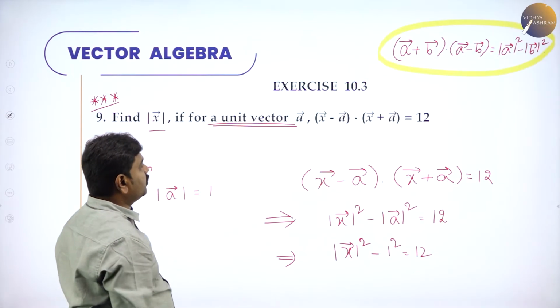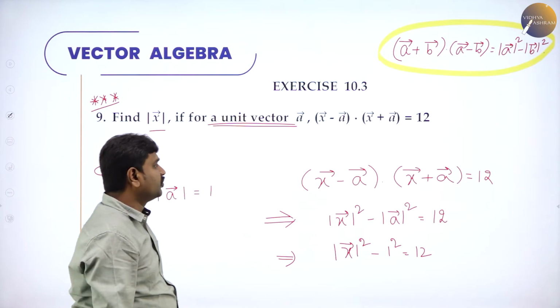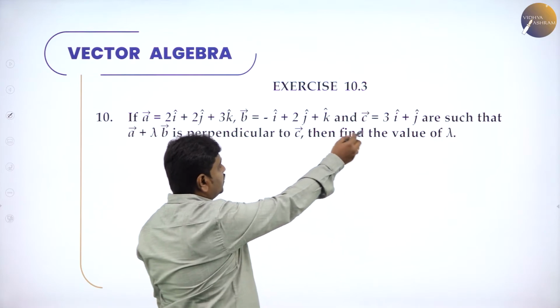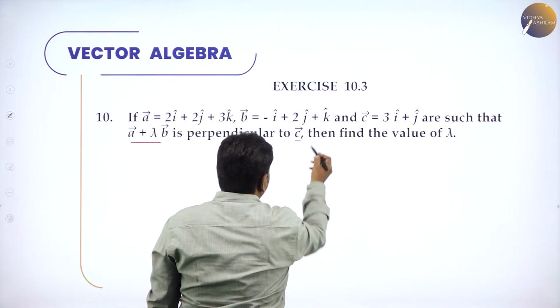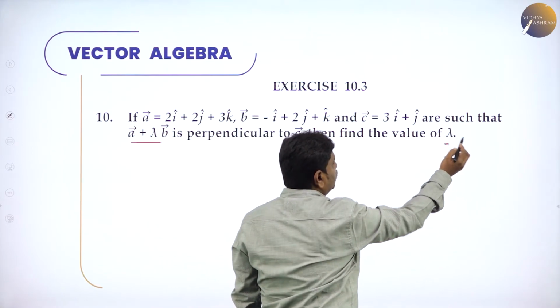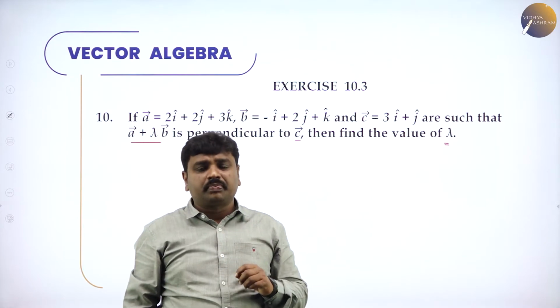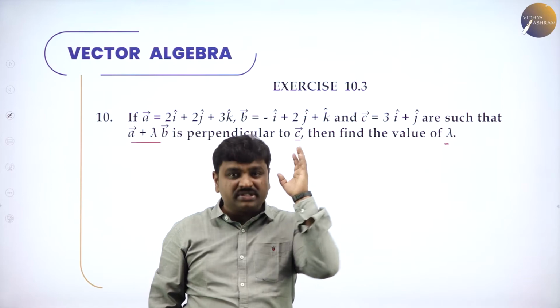They want you to find, but if you know what is vector a plus b dot vector a minus b, it is magnitude a square minus magnitude b square. Further, vectors a, b, c are such that a plus lambda b is perpendicular to c, then find the value of lambda. See, dear student, they are telling two vectors are perpendicular. If two vectors are perpendicular, then their dot product has to be 0.